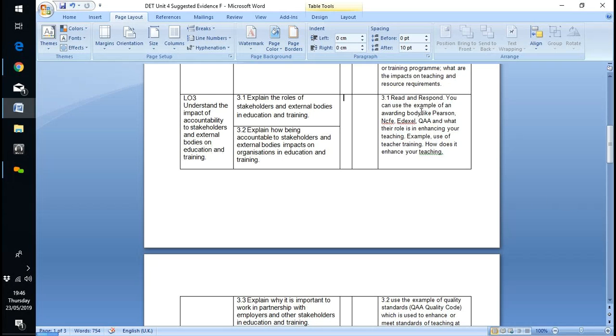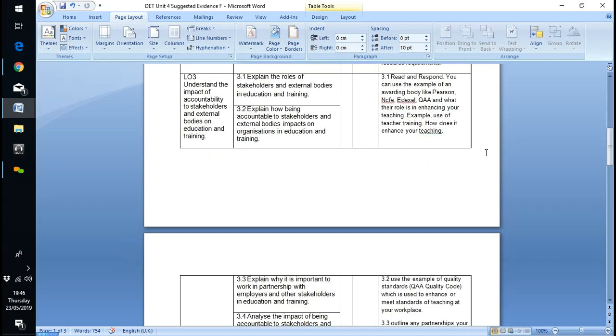So that, again, is read and respond. You can use the example of an awarding body like Pearson or NCFE, QAA, and what their role is in enhancing your teaching. For example, the use of teacher training. How does it enhance your teaching? You were telling me about that before, so you've got your answers all set up. Exactly.